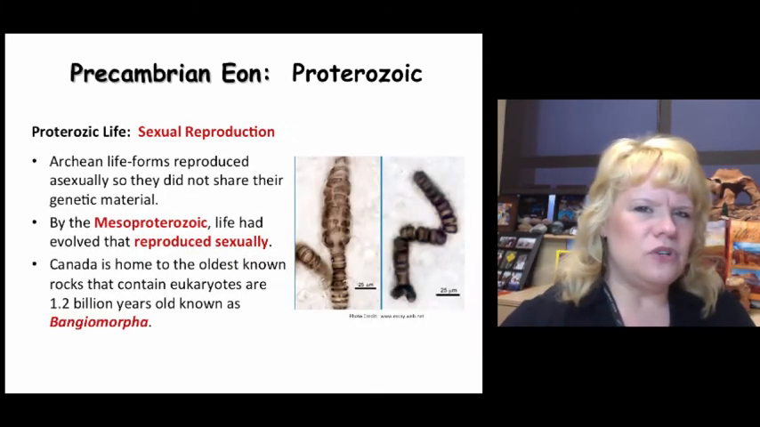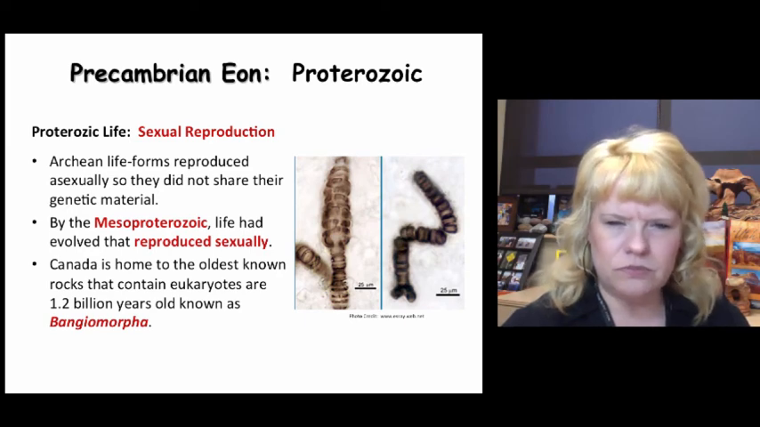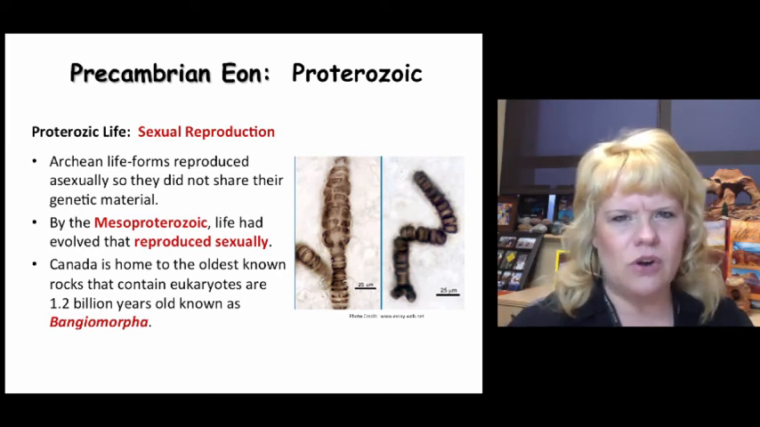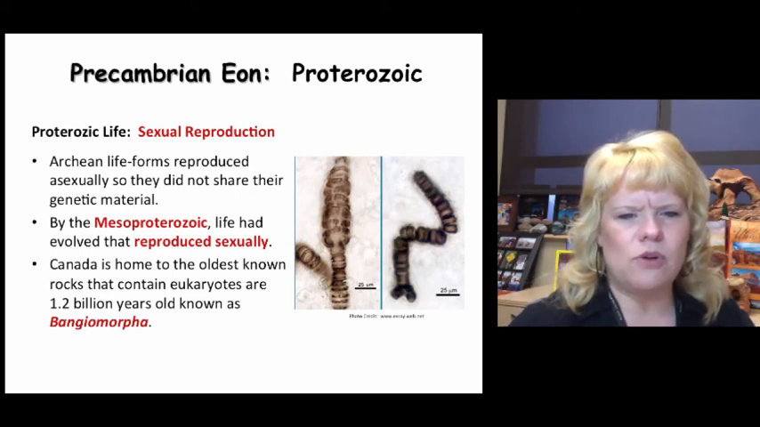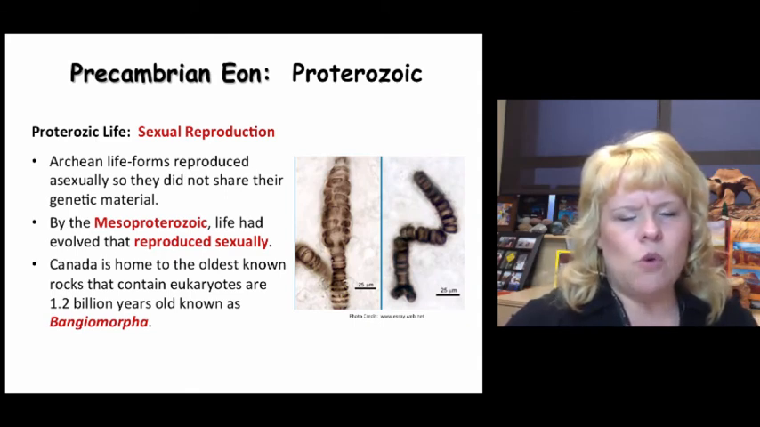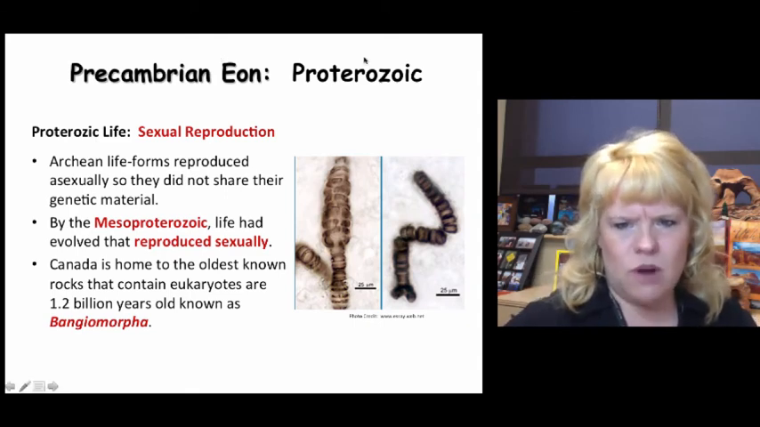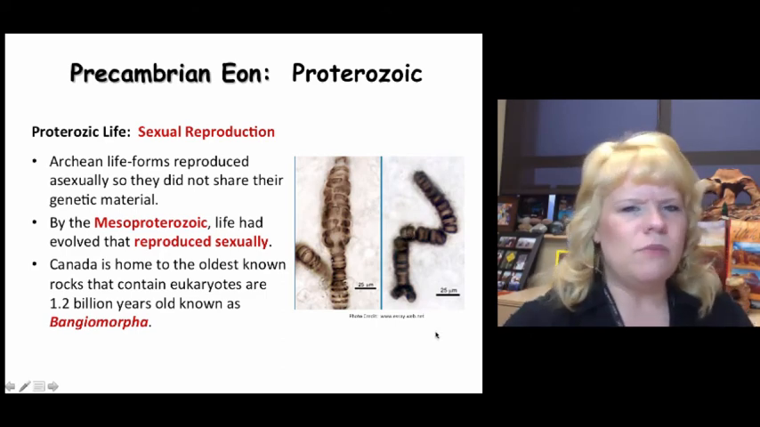That leads us to the magic time in the Proterozoic history where sexual reproduction occurred. We know sexual reproduction actually occurred sometime starting in the Mesoproterozoic, and we have evidence of that. Banjamorpha is this animal right here, our first eukaryotic cell that could reproduce sexually.